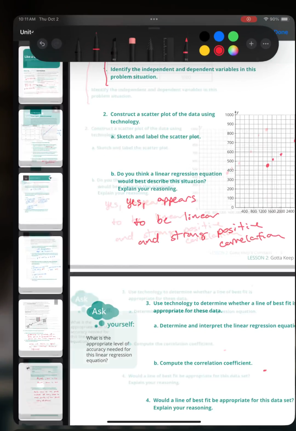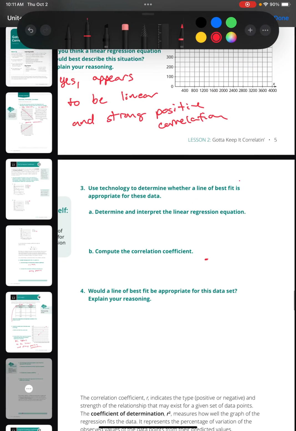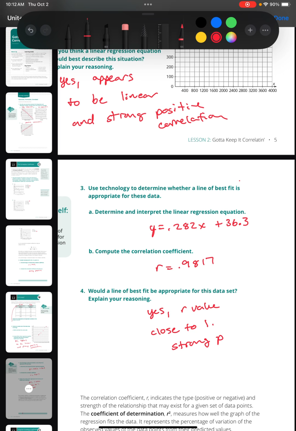I'm going to go back and write that equation in our notes. That linear regression line was y equals 0.282x, our slope, plus 36.3 if we round those. And the correlation coefficient was r equals 0.9817. So would a line of best fit be appropriate for this data? Yes. The r value is close to 1. It is a strong positive correlation coefficient.